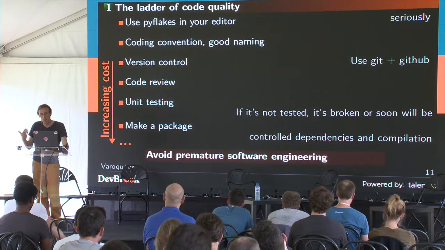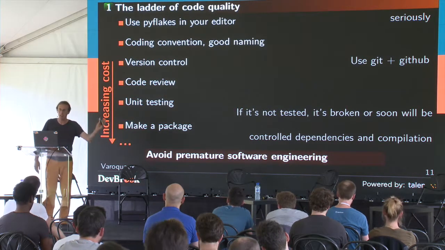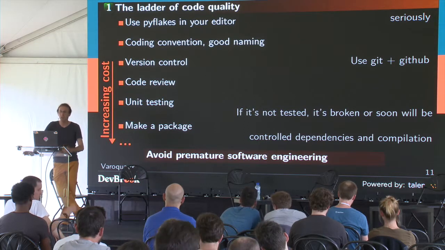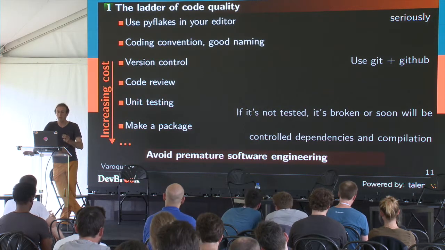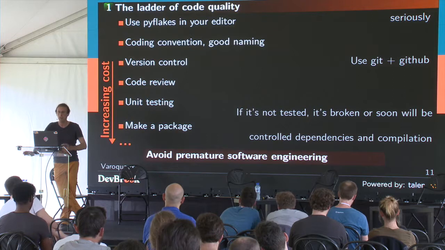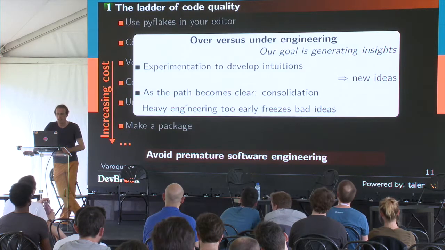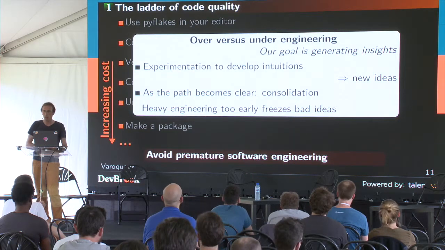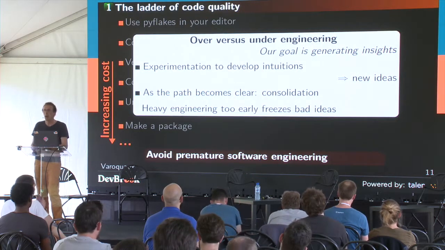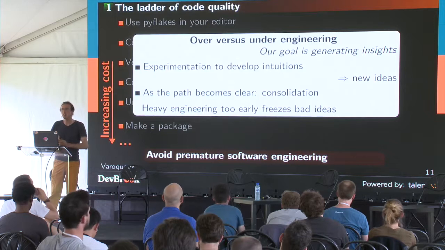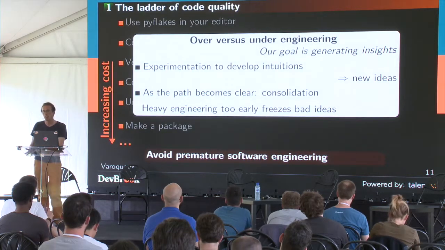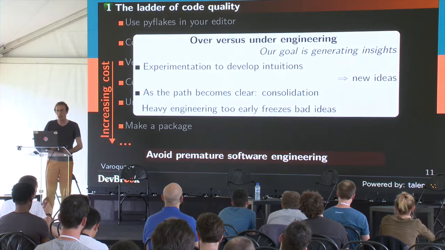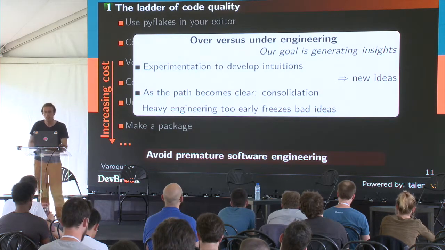Something that is really important here is that we have increasing cost as we go down the line. And because of increasing costs, we need to apply those practices at the right moment of a project. So we shouldn't do premature software engineering. It's very costly. And the trade-off we're in is the one between over versus under engineering. If our goals are only to generate insights and not to push to production, then we need to stop early in that ladder, maybe before testing.